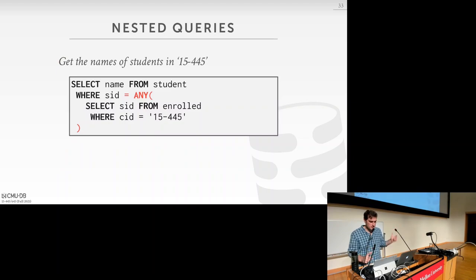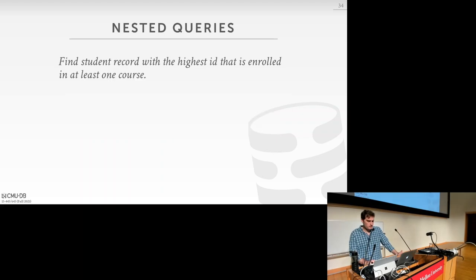So just as a quick example, if we want to get all of the students in 15445, we issue this query that says, get me all the student names where SID equals ANY, and then from this a subset that we've generated of all of the student IDs from the enrolled table. Okay.